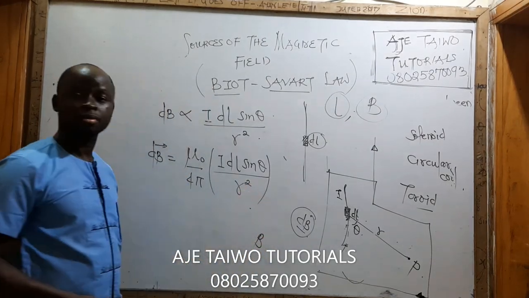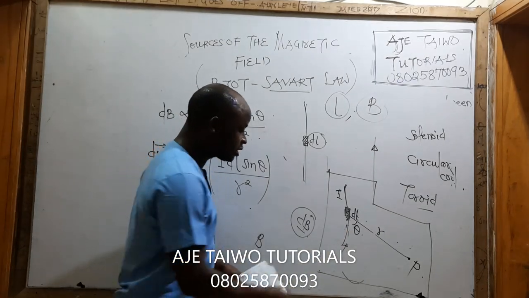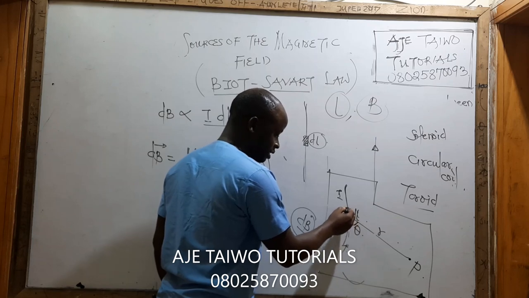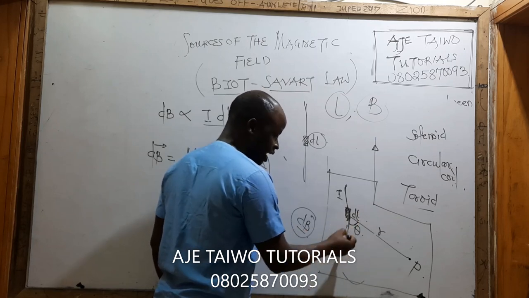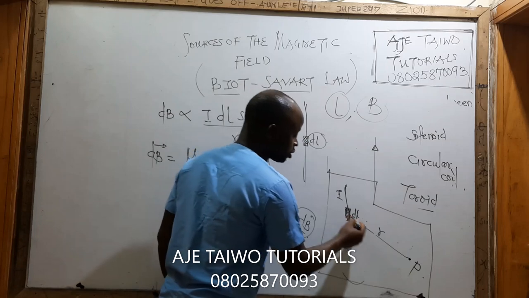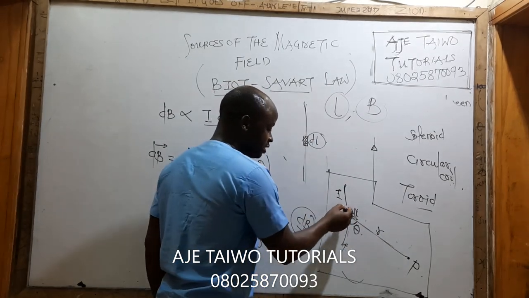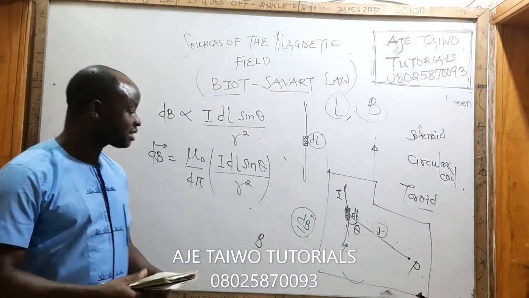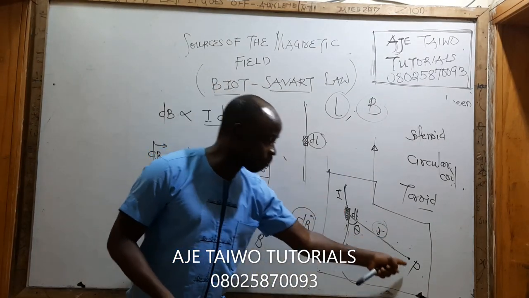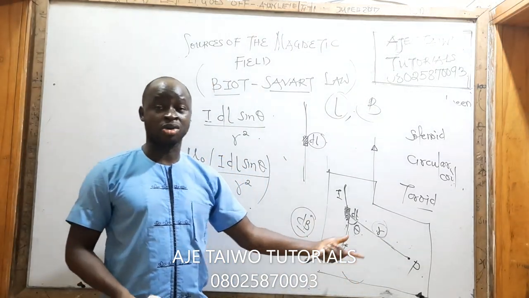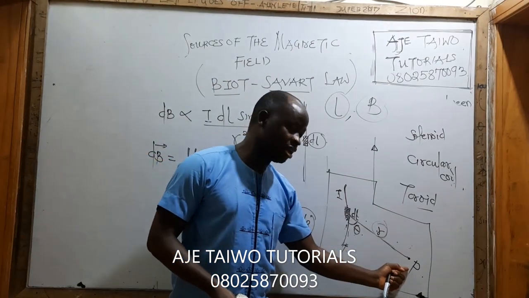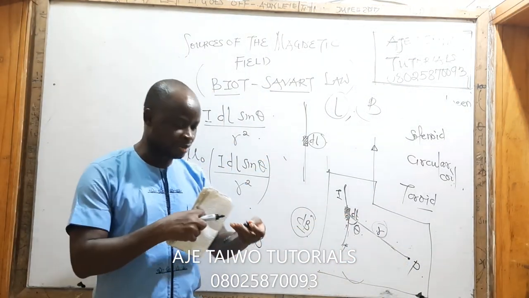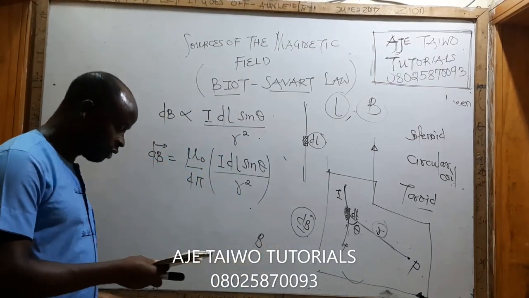will give me B. So what do we call theta? Theta is the angle between your dl, this length here, and your r. The angle between this length and this r is called theta. r means the distance from this dl to any point P in space, any point you are considering. It is like somebody standing here trying to explain the field created by this elemental part.